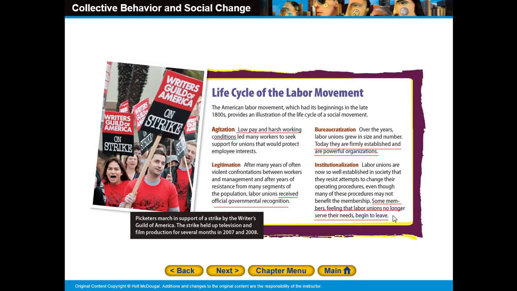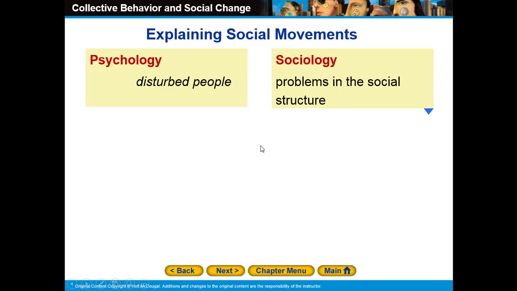The last item in our lesson will be, why do we have social movements in the society? Why do we have such kind of movements that promote social change? In fact, in order to answer this question, we have two different points of view. We have a psychological point of view and a sociological one.